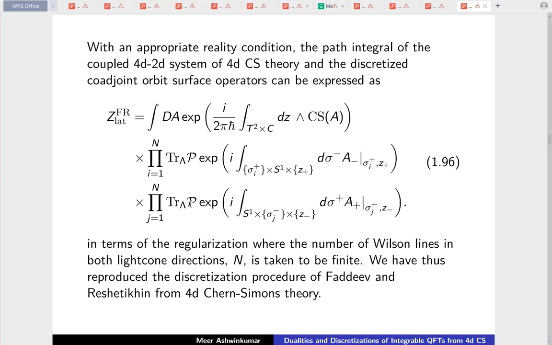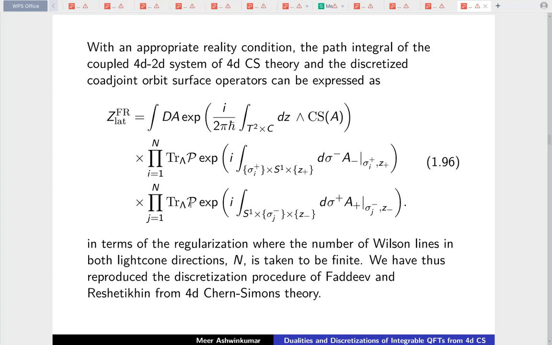a light cone lattice. And essentially what we have reproduced in this manner is the discretization procedure of Faddeev and Reshetikhin from Chern-Simons theory. And this is a satisfying result, but we do not have to stop here. Apart from the surface defects that we have considered here, which we refer to as co-adjoint orbit surface defects, we can also consider other surface defects.